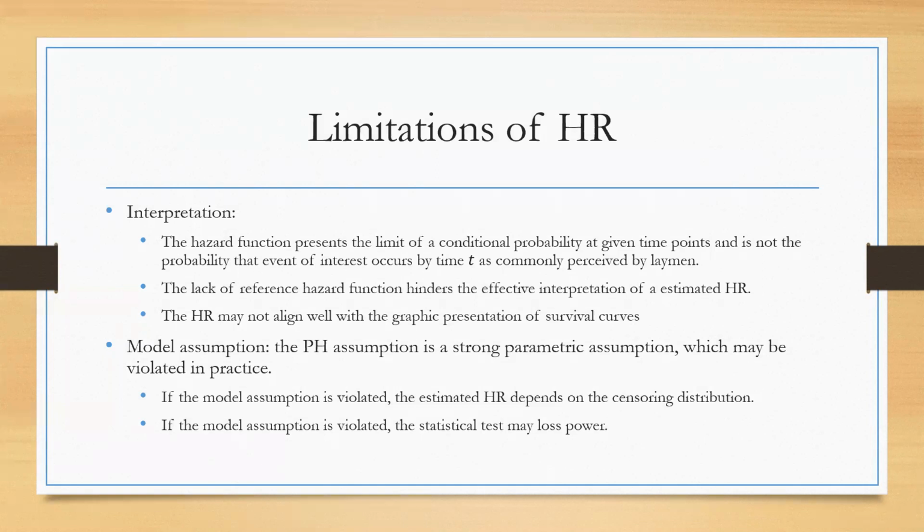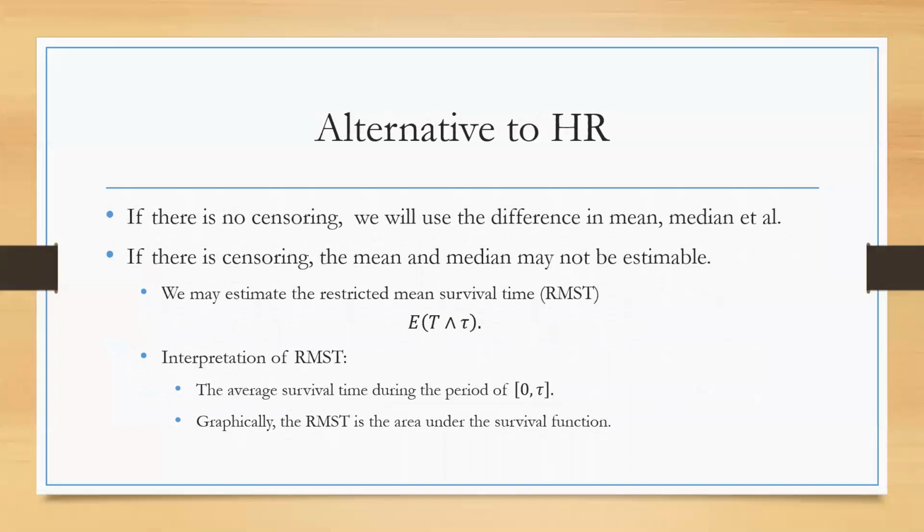Of course, I want to say the biggest limitation is that the proportional hazard assumption might be problematic. It's a very strong assumption, and if it's violated in practice, then we are in trouble. So what is the alternative in that case? If there's no censoring, we would use the difference in mean or median, right? For example, mean survival time was prolonged by 2 years by receiving this treatment. So that is very concrete information.